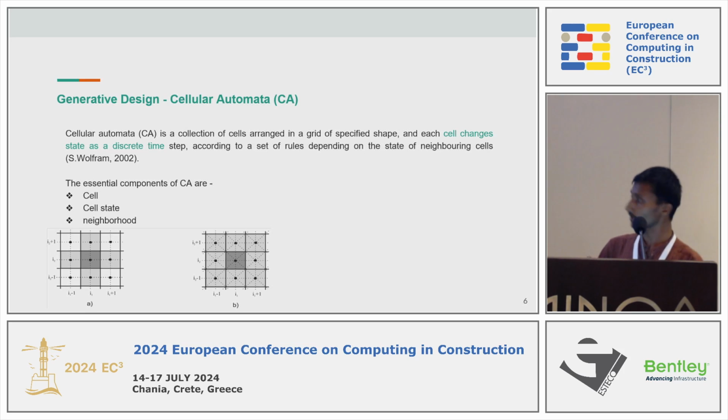These are conditions you might be aware of. There is the von Neumann condition, where we don't look at the diagonal cells, and there is Moore's condition, where we look at the neighboring condition from all the neighboring cells.